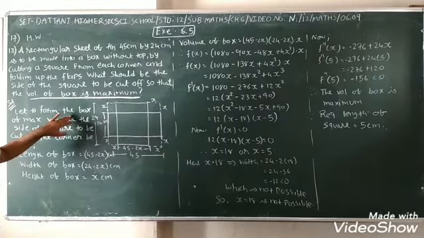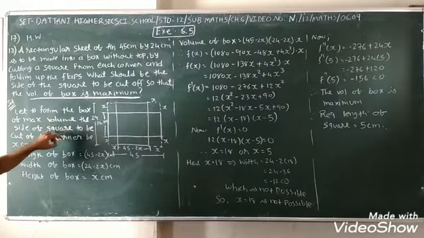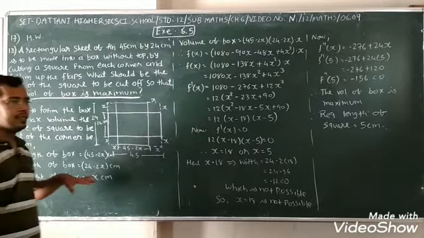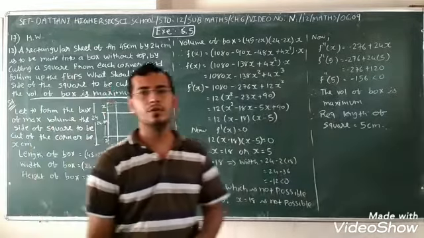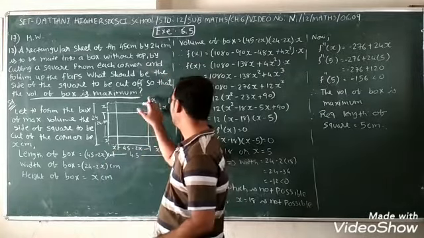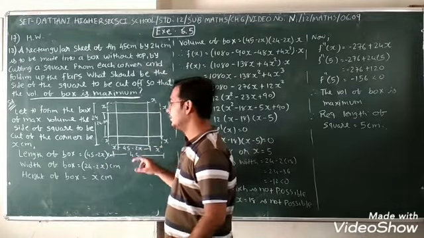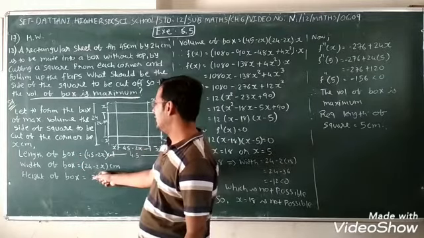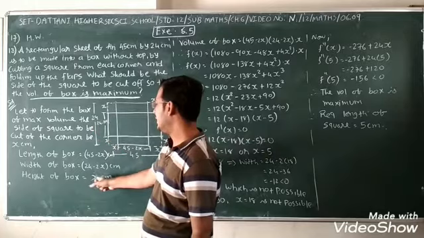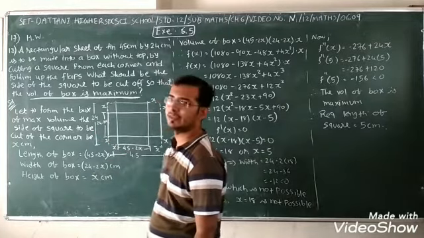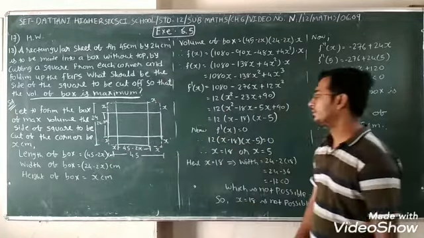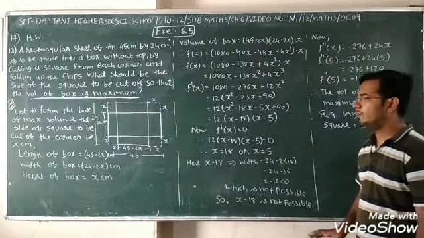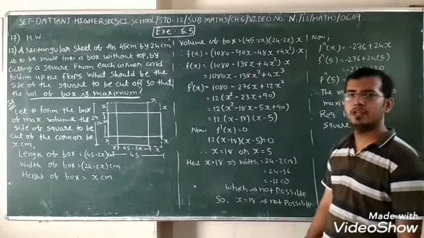Let the side of the square to be cut off from each corner to form the box of maximum volume be x centimeter. So we get here x centimeter. Okay, we assume it, and it is already shown in the figure. So the length of the box becomes 45 minus 2x, the width of the box 24 minus 2x, and the height is x. Okay, now we have to find the volume of the box. So the volume of the box is equal to l times b times x.